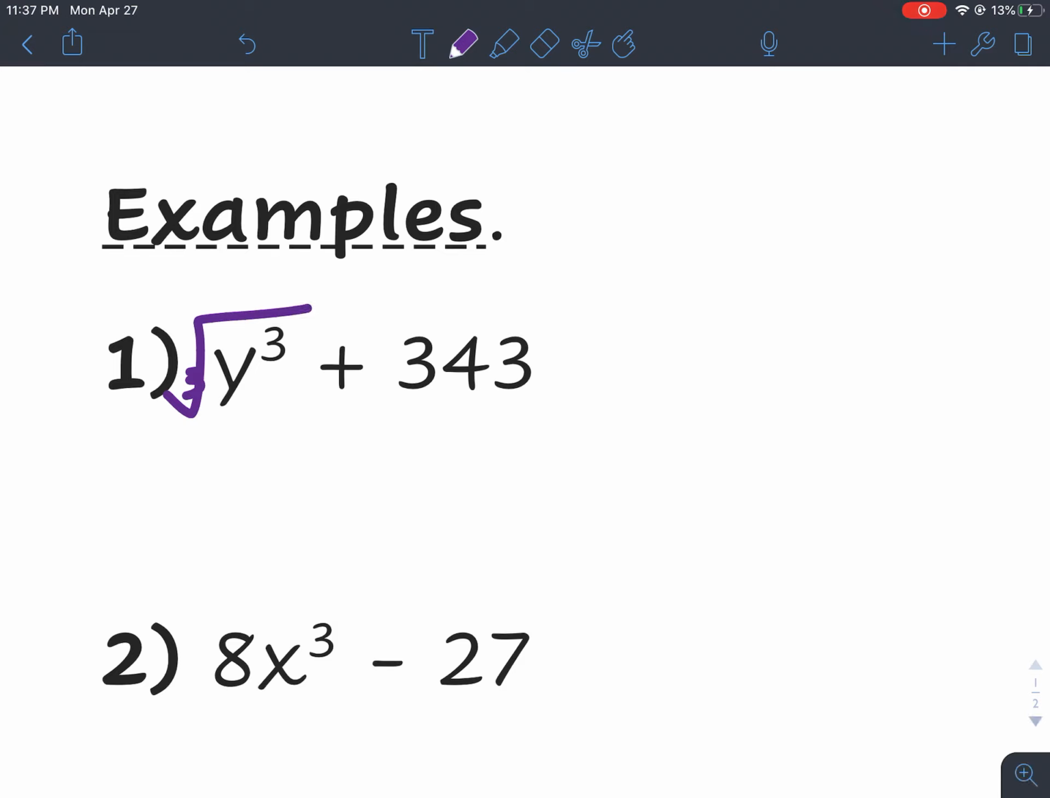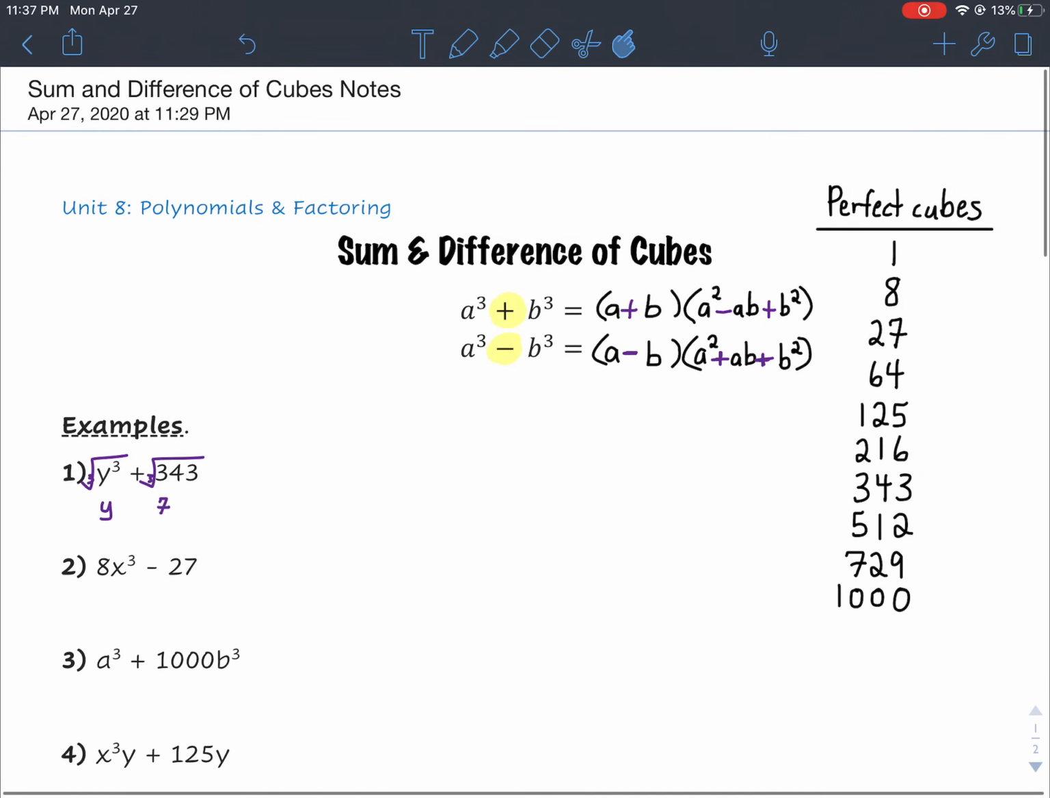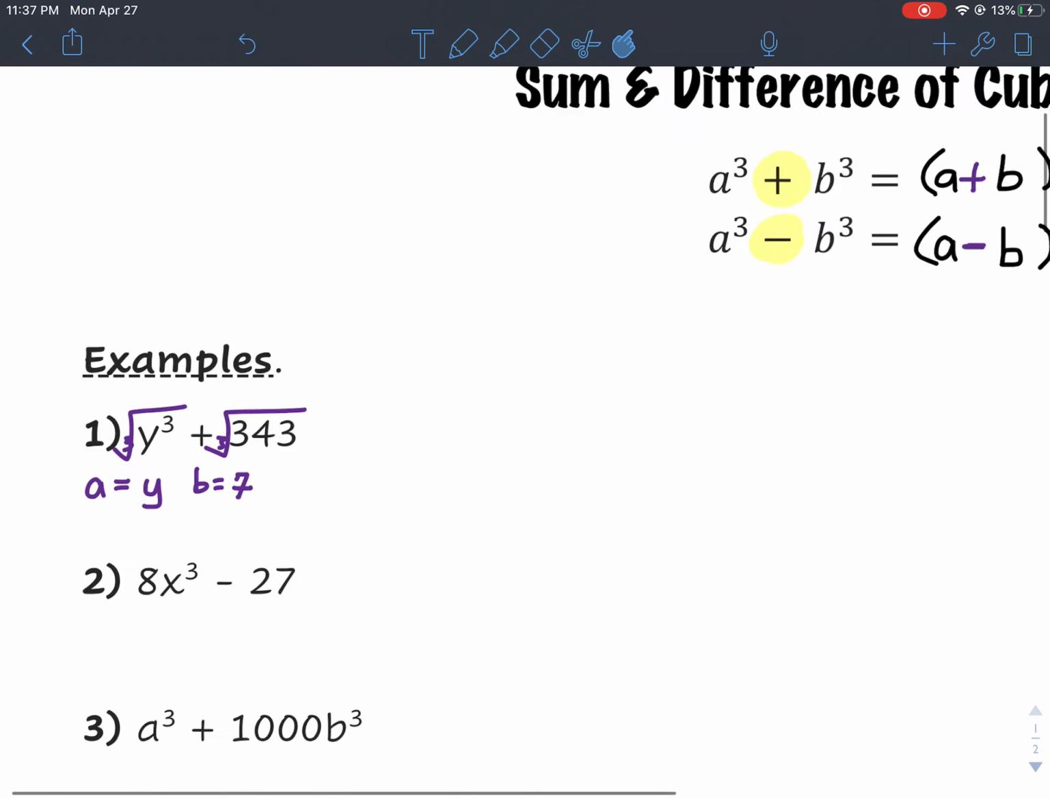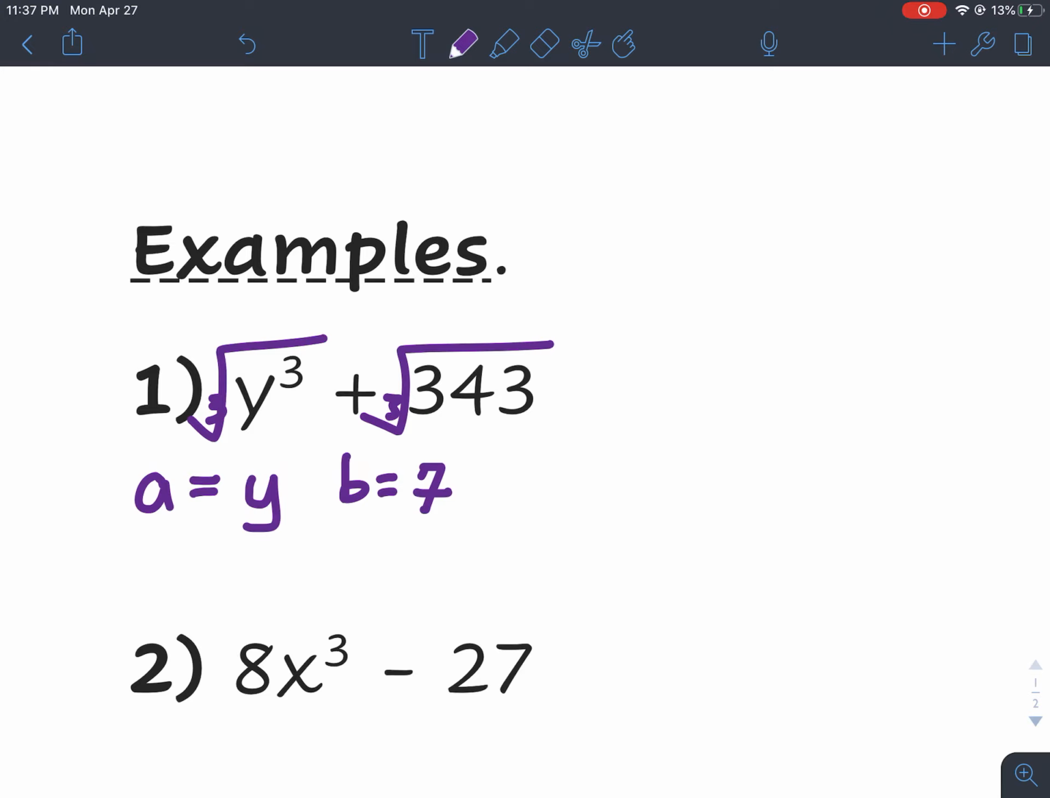So step number 1, take the cube root of y cubed. What times what times what is y cubed? It would be y. And what times what times what is 343? It would be 7. And we notice 343 is on our perfect cube list, so we know that's a perfect cube. Okay, so I'm going to say that A is y and B is 7. Why I'm saying that is because that'll help us to substitute those numbers into our formula.